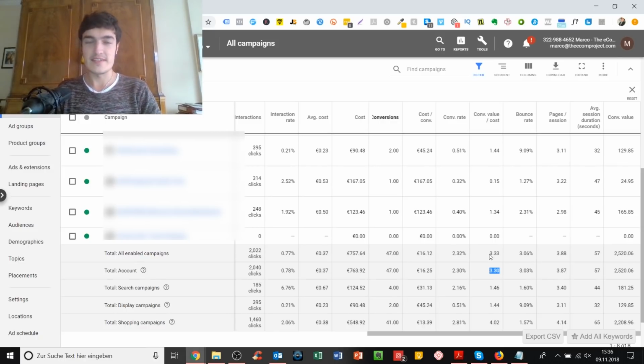So when I onboarded this client around 2 weeks ago, they did nothing on Google Ads. They did some Facebook ads, etc. before, but they did nothing on Google Ads yet. And now we are in our second week and we are over $3,000 in sales at a really good return on ad spend of 330%.